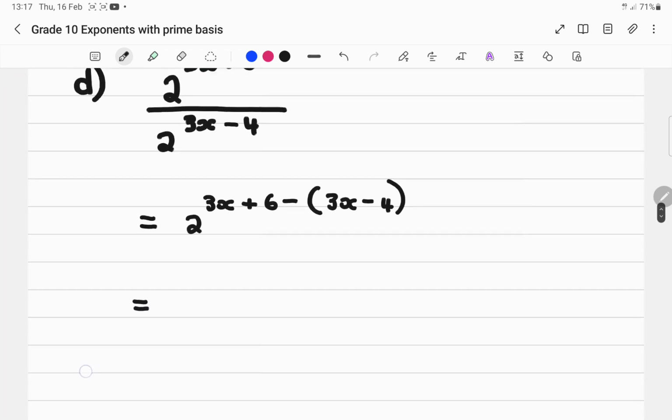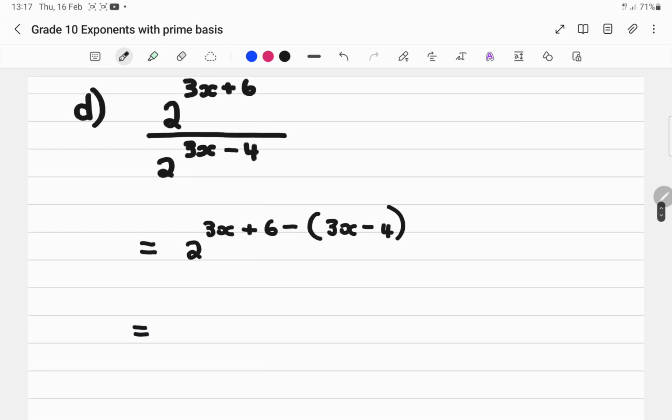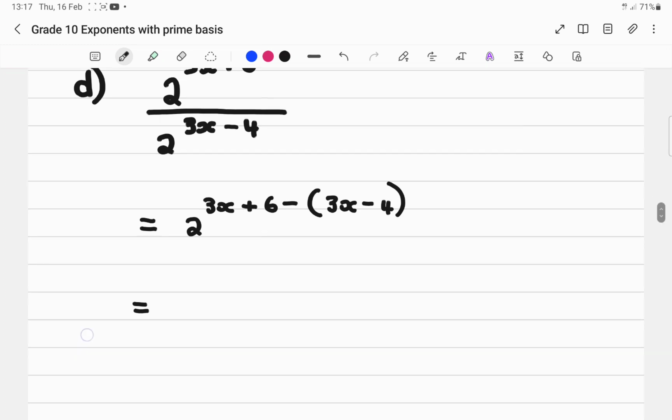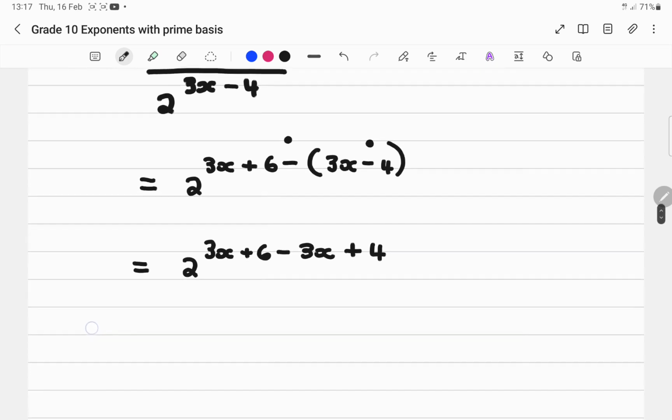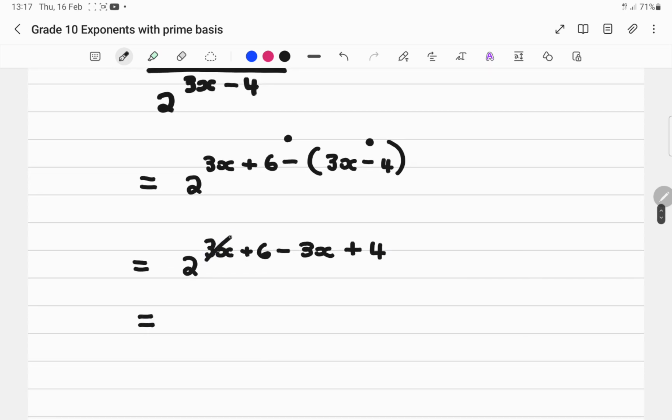Then, if you didn't put a bracket, you're going to make a mistake there. You're going to say minus 3x minus 4, which in fact, because I've put the brackets, I can see clearly that it's going to be minus 3x, and a negative times a negative times a negative is a positive 4. Then 3x minus 3x falls away, and 6 plus 4 is 10. And 2 to the power of 10 in your calculator gives you 1024.